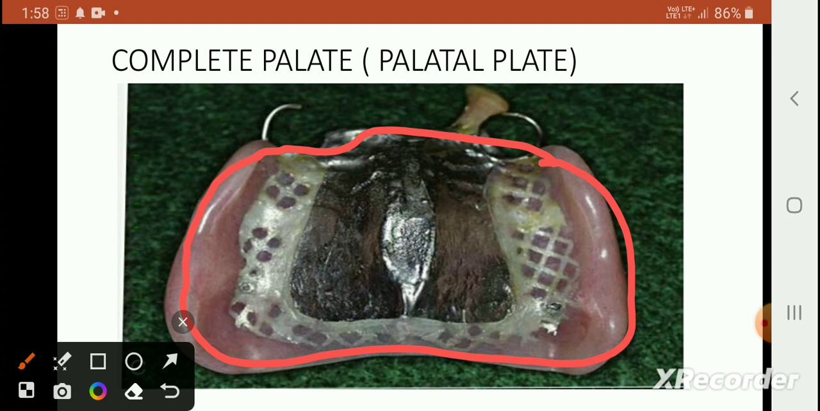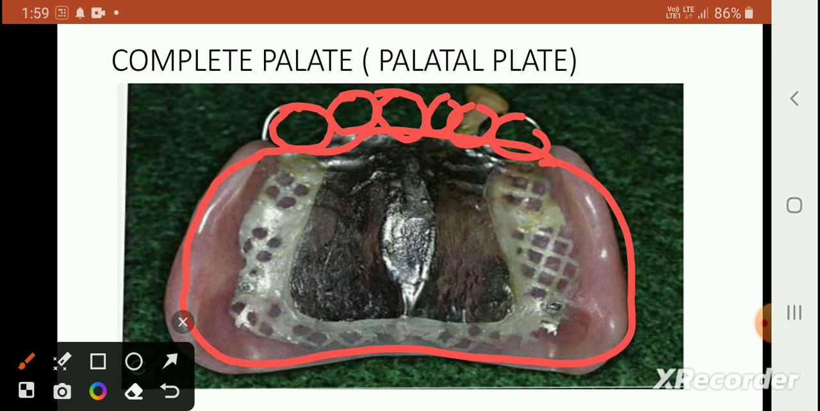But it is indicated in distal extension cases where the six remaining anterior teeth are to be replaced. Where the six remaining anterior teeth are to be replaced, then we consider this arrangement, that is, the complete palatal plate. Or when an individual has well developed muscles of mastication, then also we consider this arrangement. Otherwise we don't consider this arrangement.